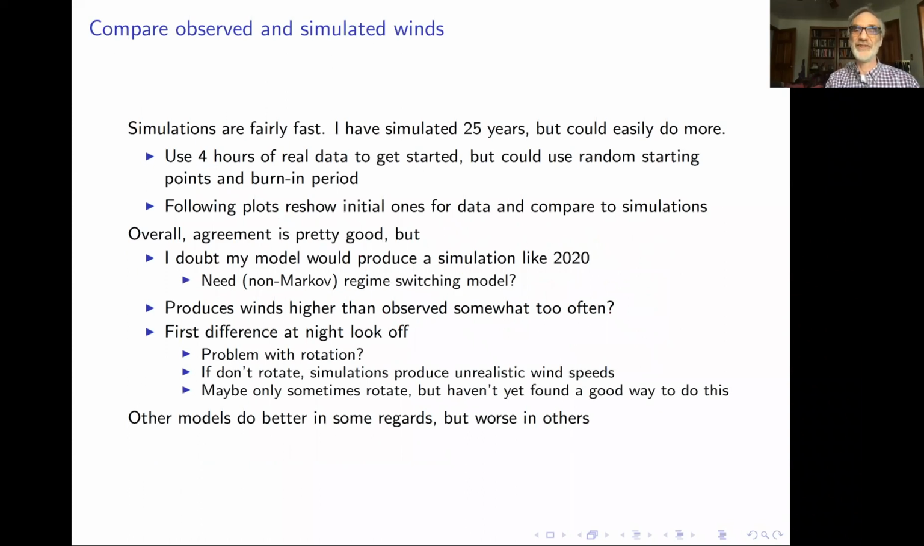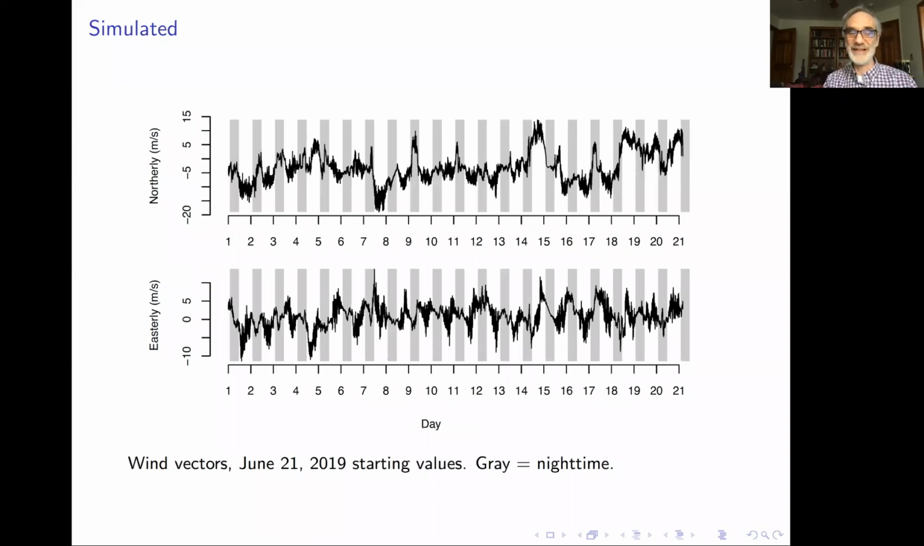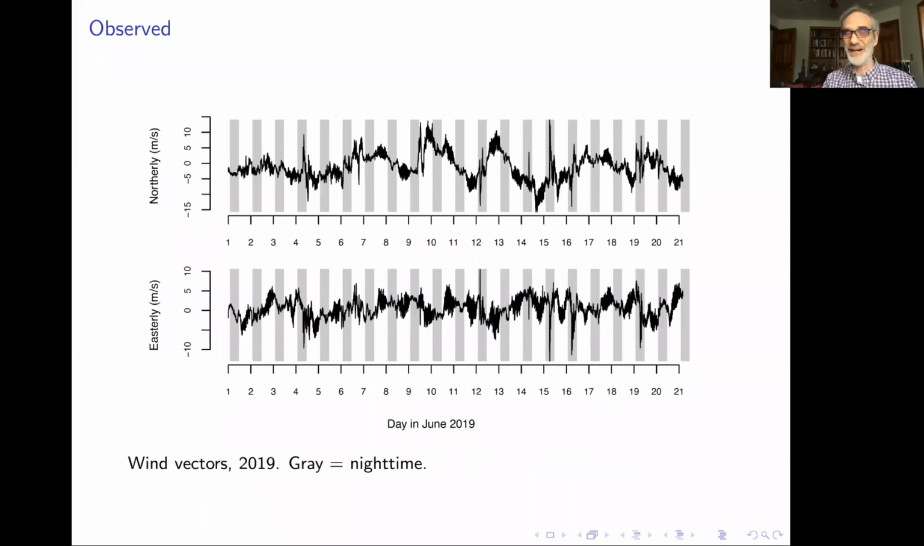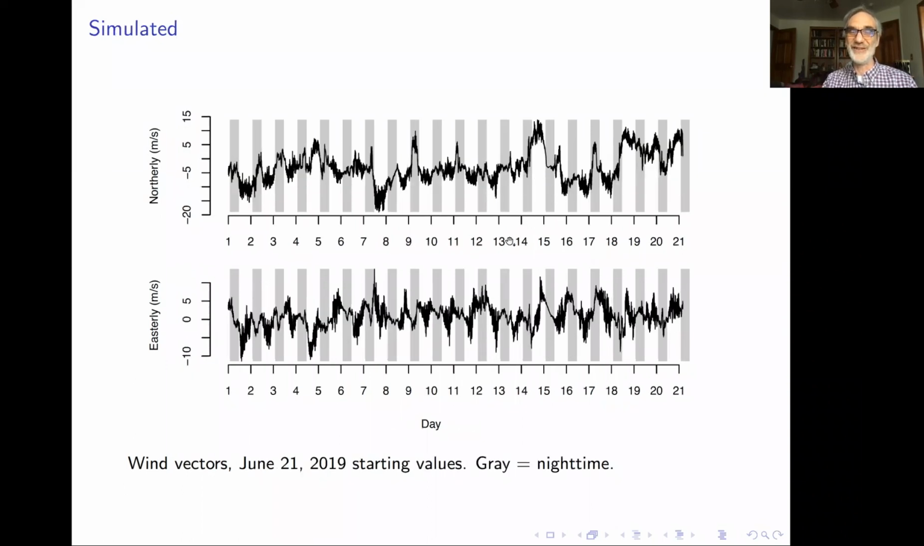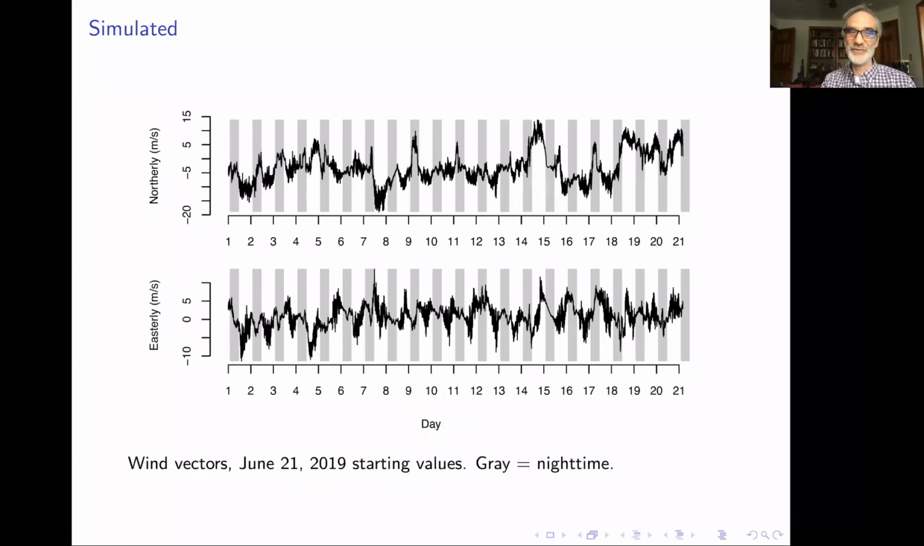Now I'm going to compare simulations versus the observations, and I'll try to go quickly. Here was the 2019 again. Here's a simulated 2019. It shouldn't look like this at all. It just used the last 4 hours to get the starting values. The hope is that if I didn't tell you which was observed and which was simulated, you wouldn't know which was which. That's the kind of thing you should be thinking of. So here was 2020.